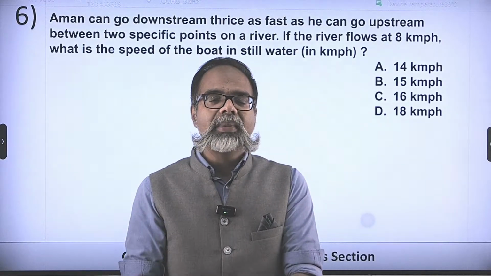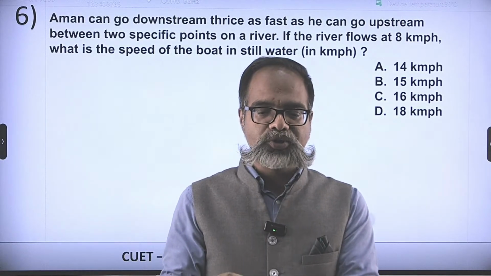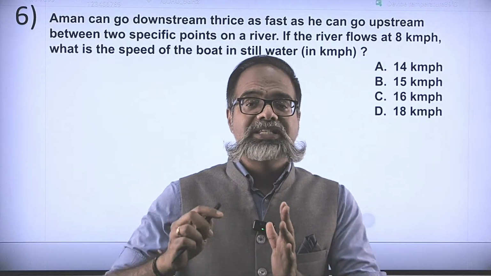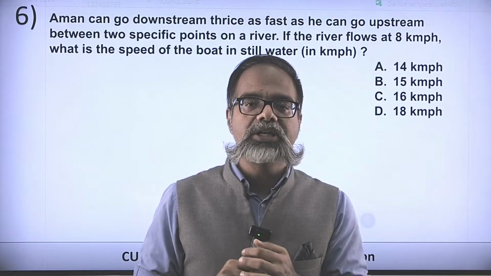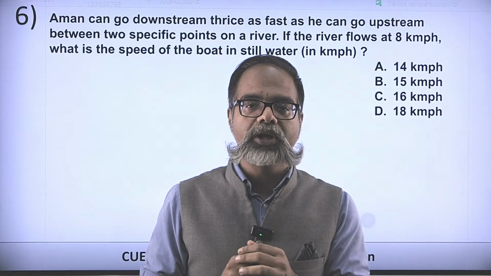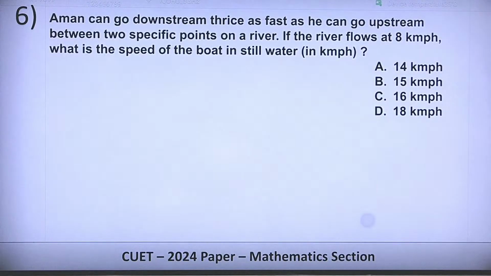It says, Aman can go downstream thrice as fast as he can go upstream between two specific points on a river. If the river flows at 8 kilometers per hour, then what is the speed of the boat in still water in kmph? Great. And keep checking the comments.